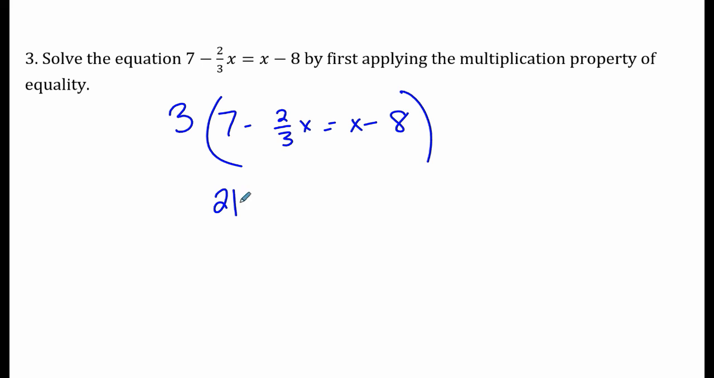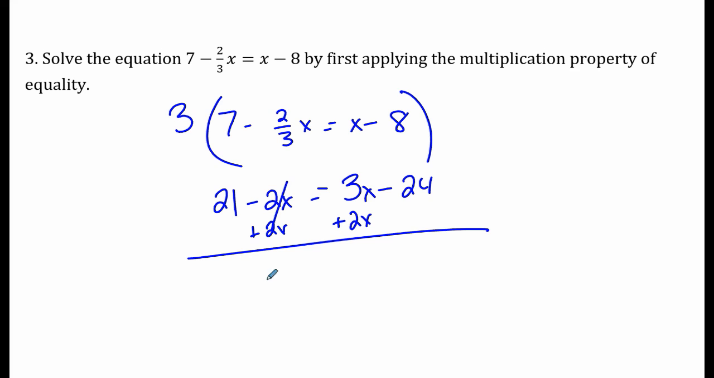3 times 7 is 21. 3 times 2/3, well, I multiplied by 3 to get rid of that denominator of 3. 6/3 is really 2, equals 3x minus 24. In our first lesson together, we said you can multiply an equation by whatever number you want, and you don't change the solution set. So now I can solve this, and it's a little bit nicer because there's no fractions as coefficients.